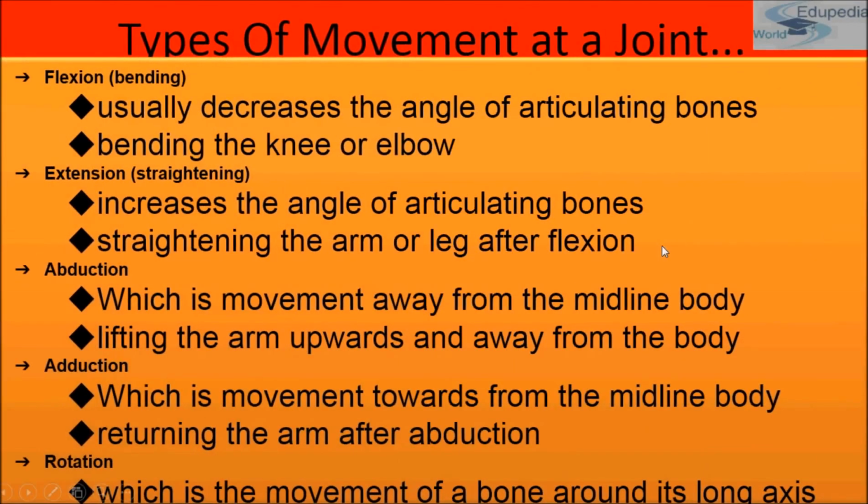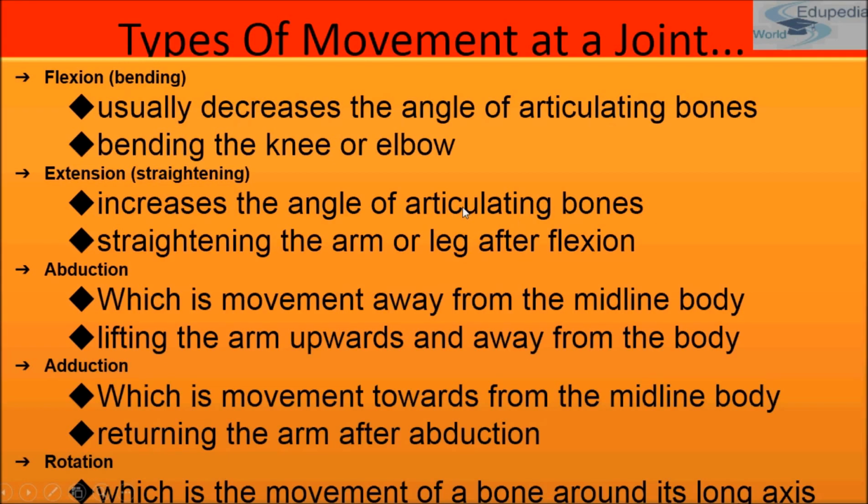Okay, now the types of movement at a joint. There are 5 types of joint movement. First is flexion. Flexion means bending. It usually decreases the angle of the articulating bone and it bends the knee or the elbow. Okay, flexion means bending. And then comes extension. Extension means straightening, which means increasing the angle. It is just the opposite of flexion, in which we decrease the angle. In this, we increase the angle of the articulating bone.